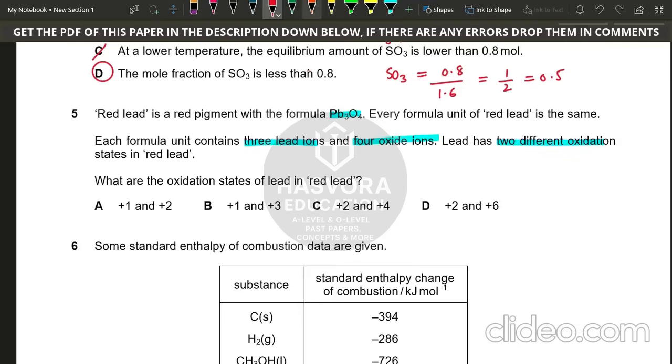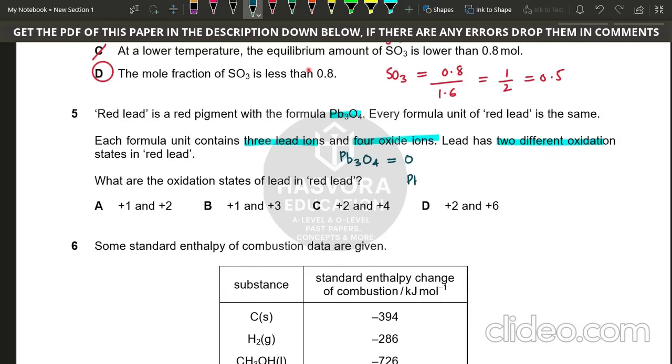Okay, so first of all, to solve this type of question, you should always know that this is a neutral compound. So what do I mean by neutral compound? The total charge on this compound is 0. This means that the oxidation states are balancing each other out. Now we do not know for the Pb, and that is what we are going to figure out, but we do know for the oxygen.